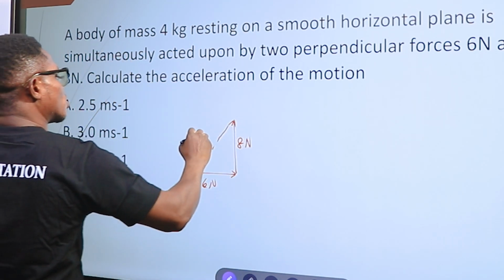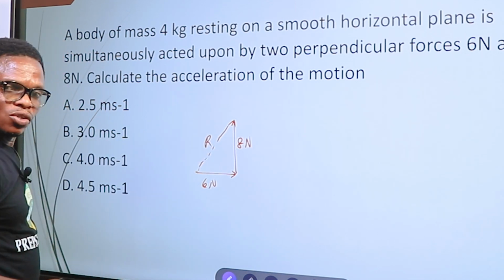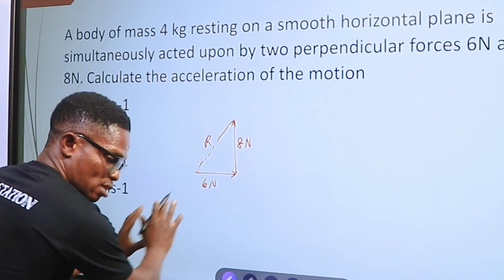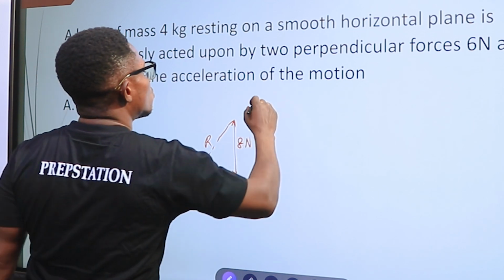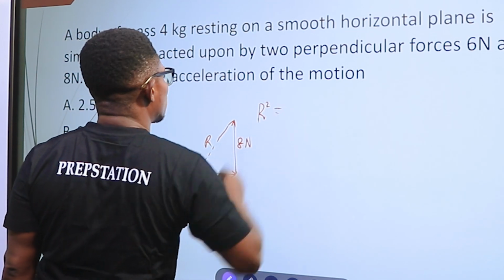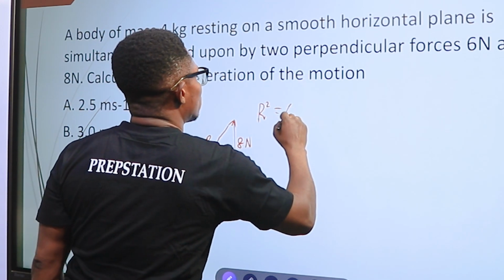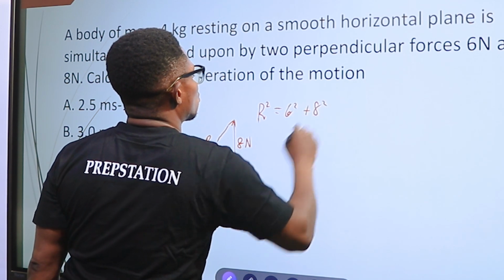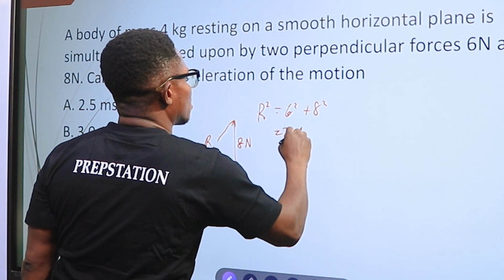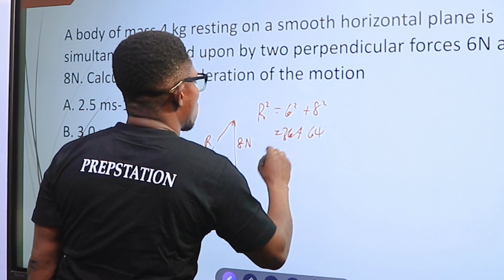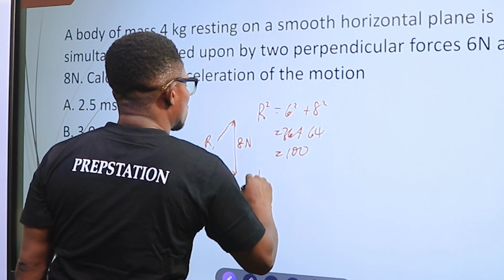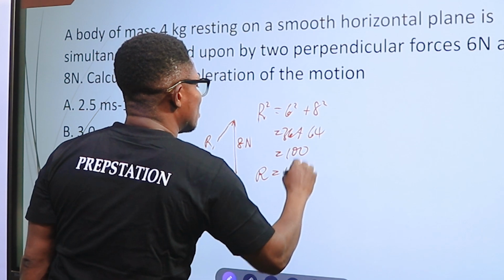So what is the resultant vector? Call it R. So let's find R. Of course, this is a right angle triangle, so you are free to use Pythagoras theorem. So R squared will be 6 squared plus 8 squared. So 6 squared is 36, 8 squared is 64. So that will give you 100. So it means R is 10 Newton.